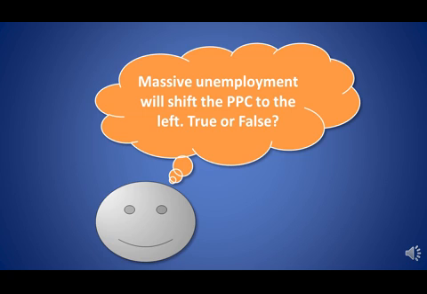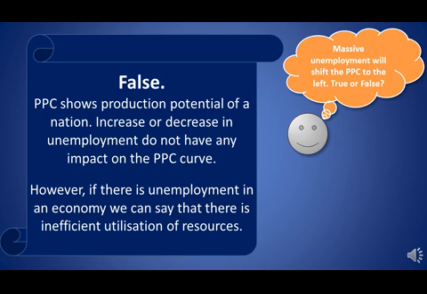The next question is very confusing and many times students mark the wrong answer. The question is: massive unemployment will shift the PPC to the left, true or false? The answer is false. Yes, it is false. Students believe that since there is unemployment, PPC should shift. But PPC shows production potential of a nation.